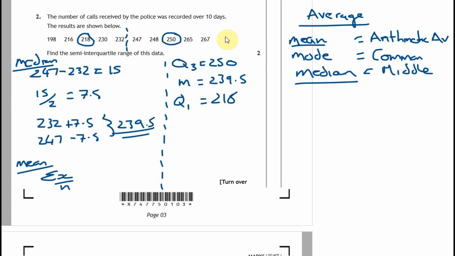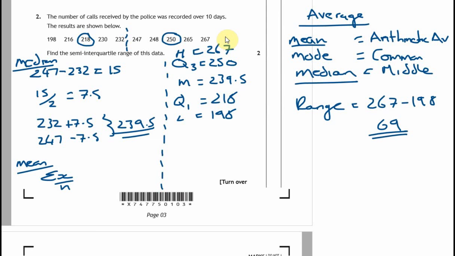Now this is getting on for what's called the five-figure summary. The other thing that's not asked for here, which is sometimes asked for, is the range. That's where you put in your highest result and your lowest result as well. So the highest is obviously 267, and the lowest is 198. If we wanted to work out the range, so there's another term we've not been asked for, we would do 267 take away 198. So that's going to be 69 for our range, if they were asking for that.